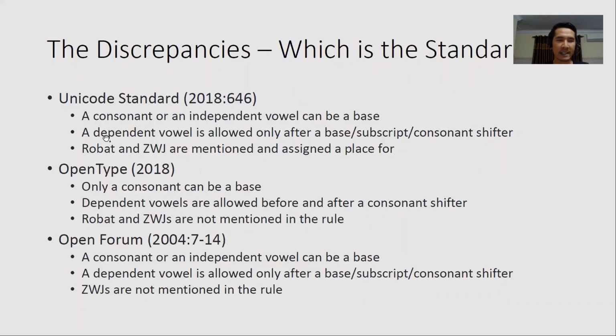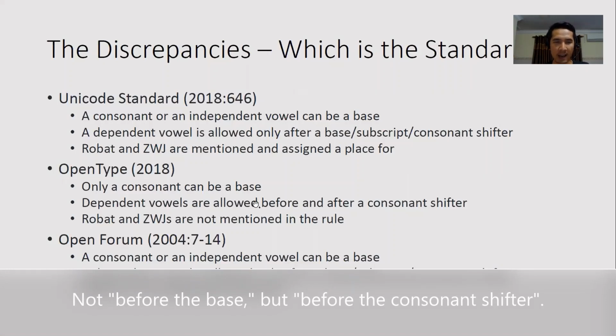The next one is the dependent vowel that is allowed after a base. Unicode says a dependent vowel is only allowed after a base, a subscript, or a consonant shifter. But OpenType, on the contrary, also allows the vowel before the base. This might be because OpenType relies on the physical representation of where the vowel should be in relation to the base.